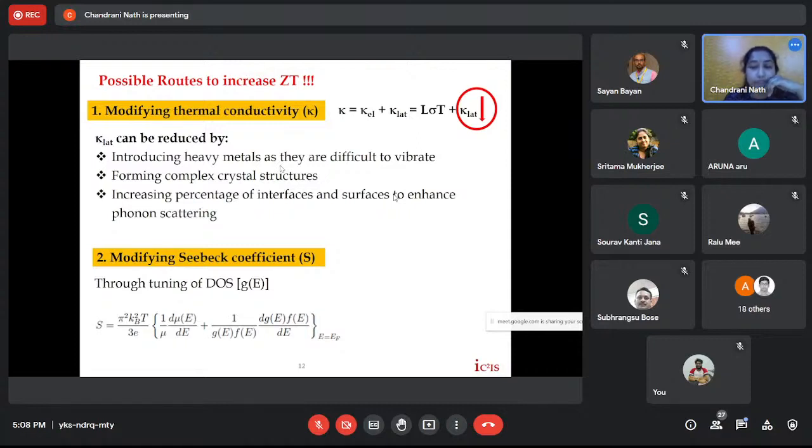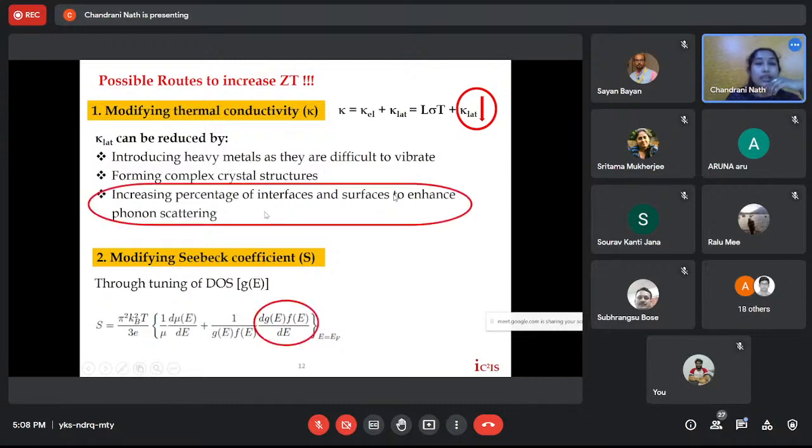What do we mean by thermal conductivity? These are just movements of phonons, that's the lattice vibrations. So if we have heavy metals, the phonon vibration will reduce, and in turn it will reduce the thermal conductivity, that is the lattice contribution. On the other hand, we can also use complex crystal structures that will also reduce the phonon part of thermal conductivity. Another important point is we can increase the percentage of interfaces and surfaces to enhance phonon scattering. If we increase the phonon scattering, that will hinder its movement, so in turn it will reduce the phonon part of the thermal conductivity.